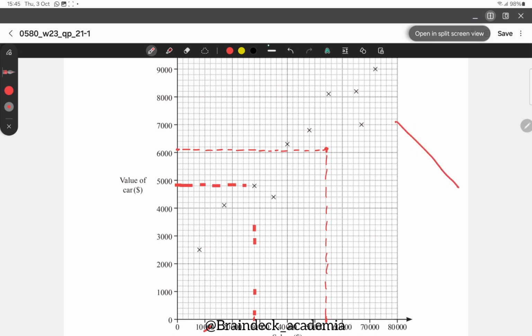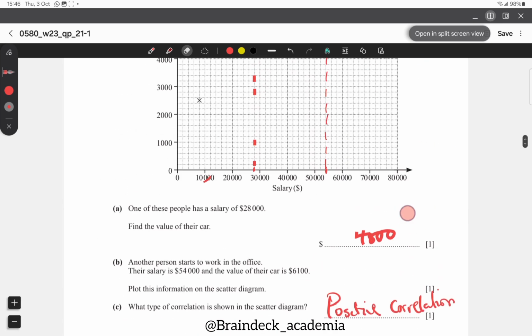That's for negative. But for non-linear correlation, that one looks more like a curve. If you plot some of your points together, you have a curve instead of a line. Then the last one, which is the no correlation, the points will just be scattered. It will not be curvy and it will not be a straight line. It will just be scattered. So yeah, that's that about that.